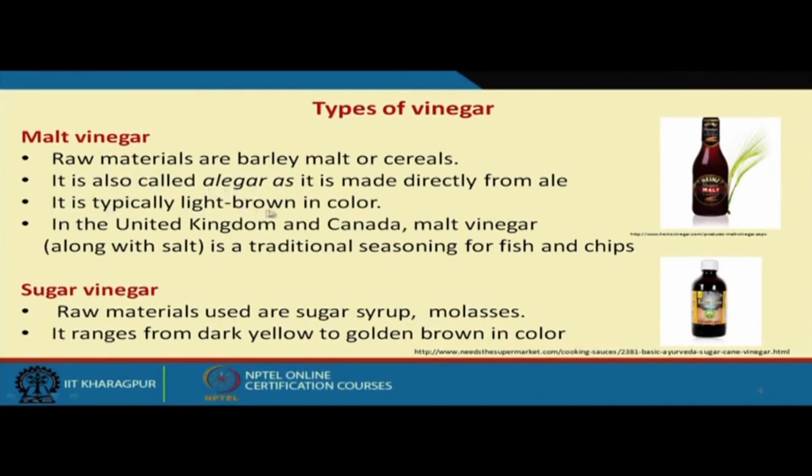It is typically light brown in color. You can see it is a light brown color, and in the United Kingdom and Canada, malt vinegar is a traditional seasoning for fish and chips. Then sugar vinegar: the raw material is sugar syrup or molasses. It ranges from dark yellow to golden brown in color.